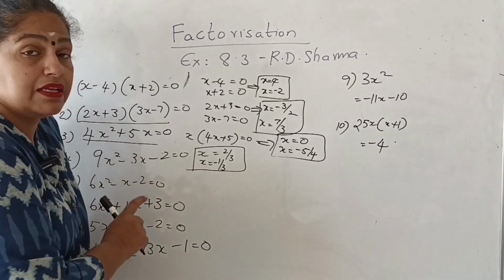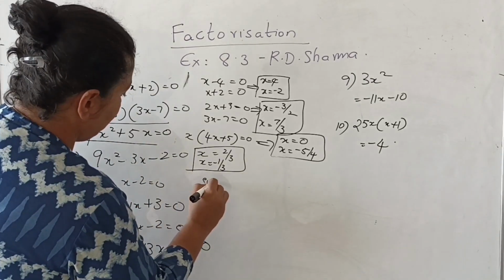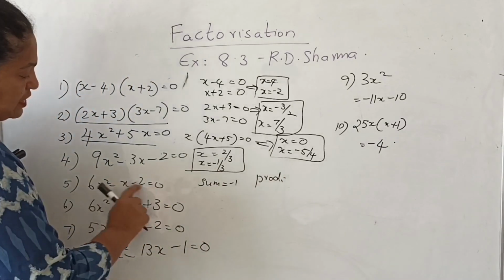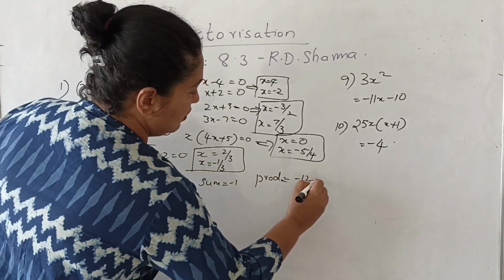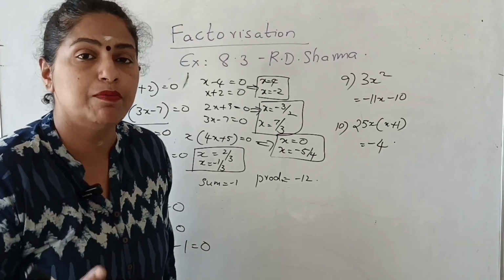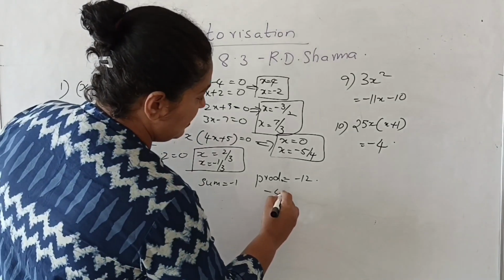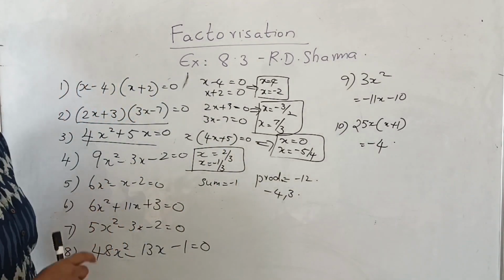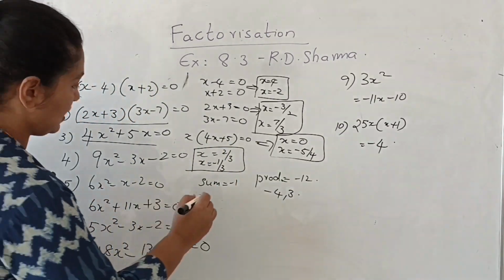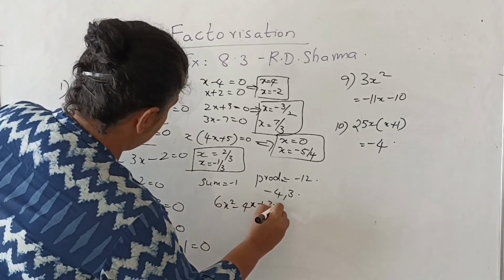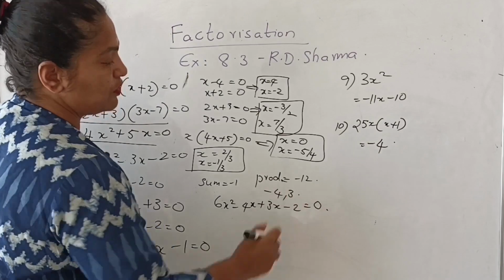6x square minus x minus 2 is equal to 0. Our sum is minus 1 and our product is 6 into minus 2, which is minus 12. Now, can you easily guess the numbers that give you a sum of minus 1 and a product of minus 12? It is minus 4 and 3. Okay. Now, let me split the middle term using minus 4 and 3, thus giving us 6x square minus 4x plus 3x minus 2 is equal to 0.